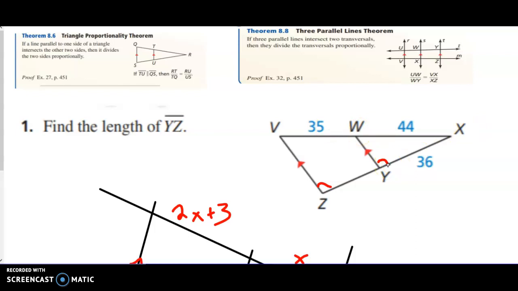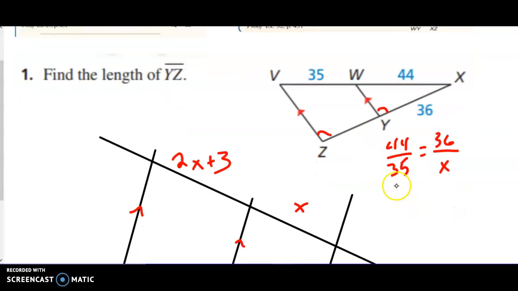We've done that before. But now what this is saying up here is that if you actually have parallel lines, all you're doing is just adding these together. So I could take RT over TQ and set it equal to RU over US. So I can set this up and say 44 over 35 equals 36 over x. We still keep the ratios. The top side is across from the corresponding side, and we keep those ratios the same.